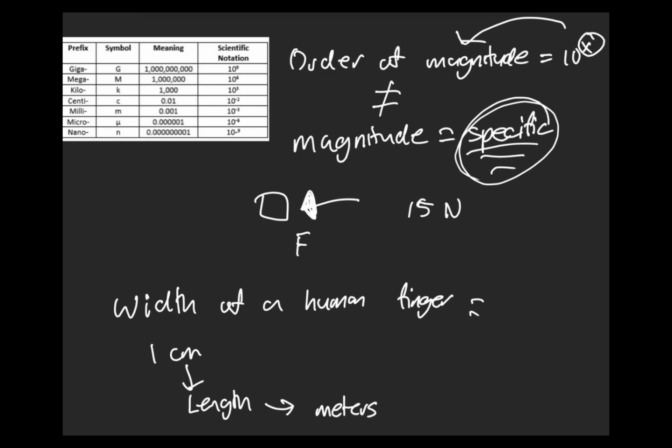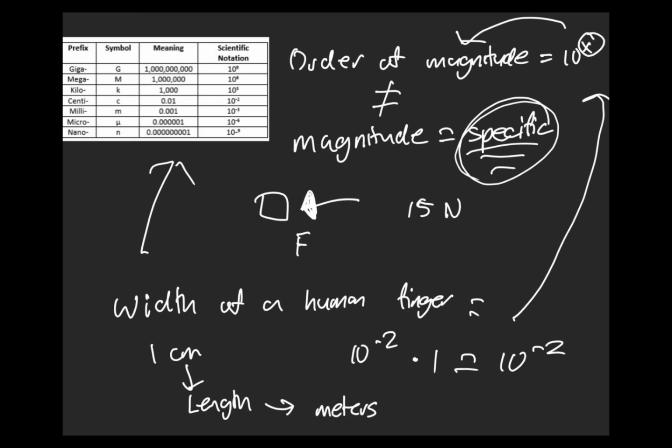So through this reference table, through the chart, we know that centimeters is 10 to the power of negative 2, right? And meters would just be 1. Okay? So we multiply that and we get 10 to the power of negative 2. It's 10 to the power of x, so we know that x is negative 2.